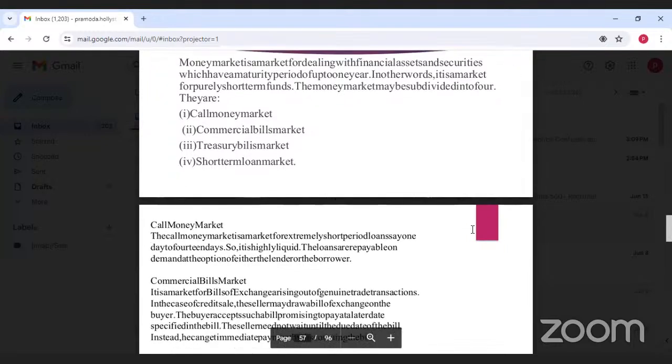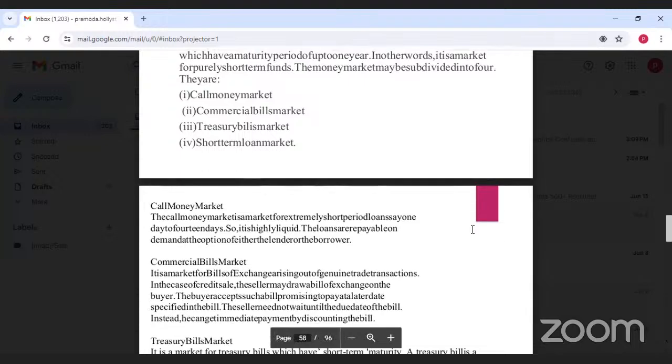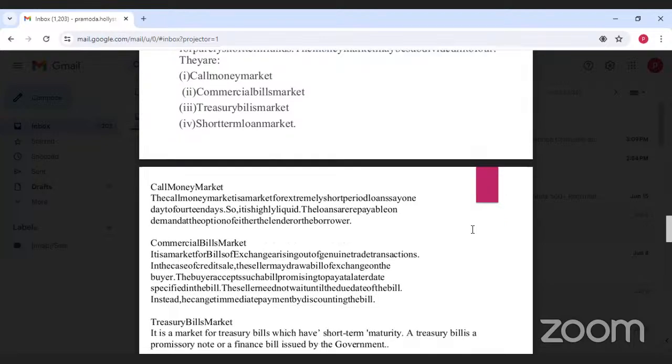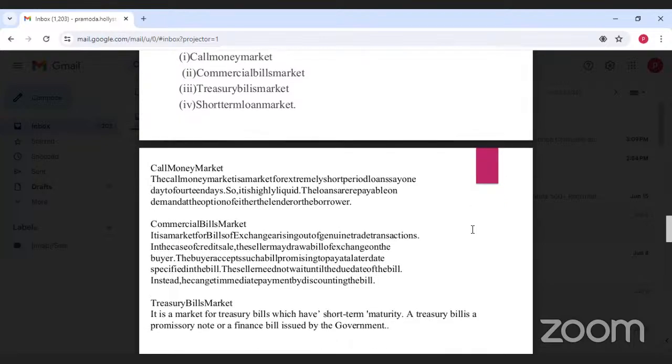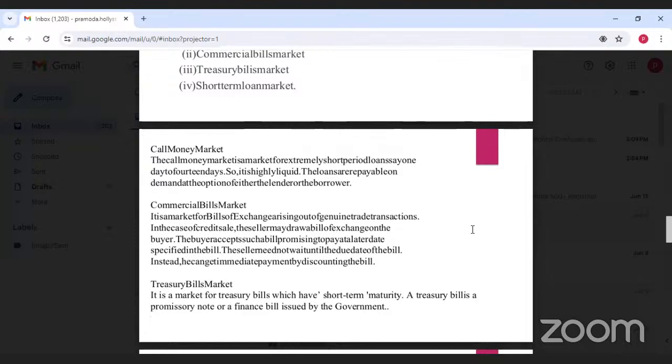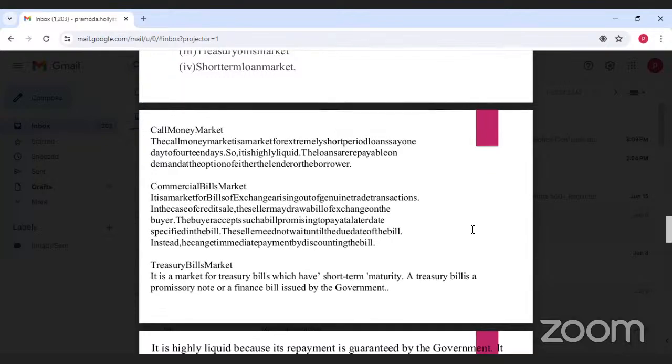For today's class, we have taken 4 important concepts: call money market, commercial bill market, treasury bill market, and short-term loan market. Now let us learn each of them individually. Call money market. As the name itself indicates, it is a money market where you can lend a loan on call, and you can recover the loan on call.